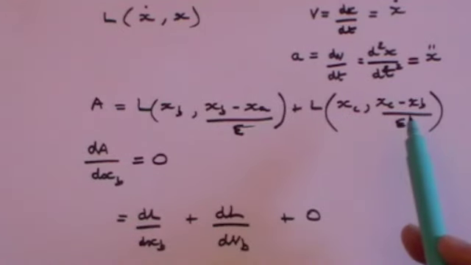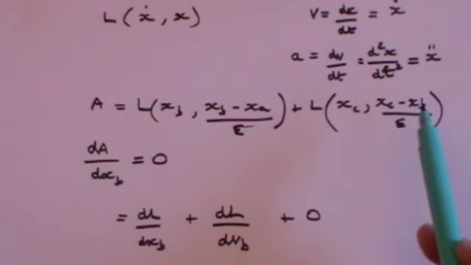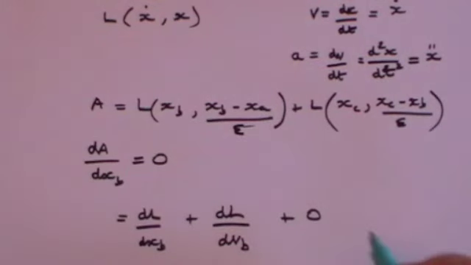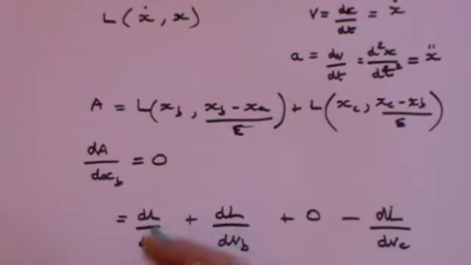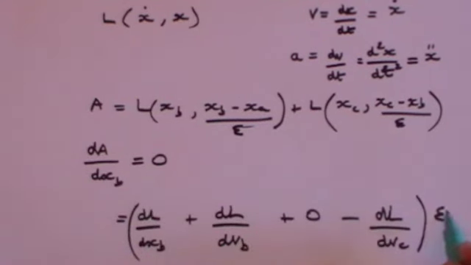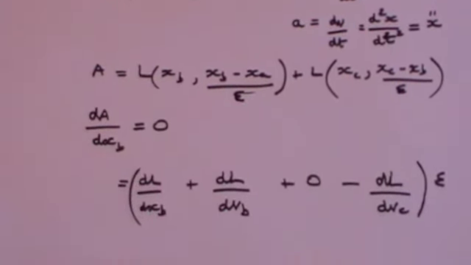And finally here, what happens if xb varies? Well, then the velocity varies, but in the other direction. If xb increases, the velocity decreases, because if xb increases, xc minus xb will go down. So xb increases, the velocity decreases. xb decreases, the velocity increases. So that is shown by saying it's minus dl by dv at point C. And just to complete the picture, all of that, of course, is multiplied by epsilon, although that won't matter.